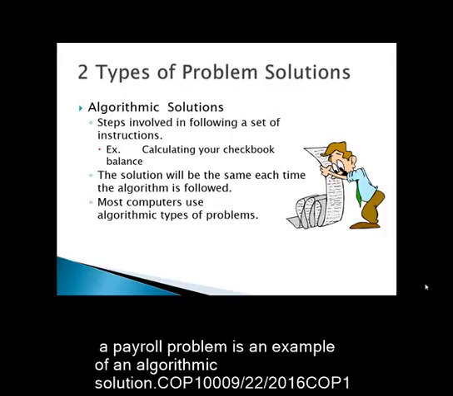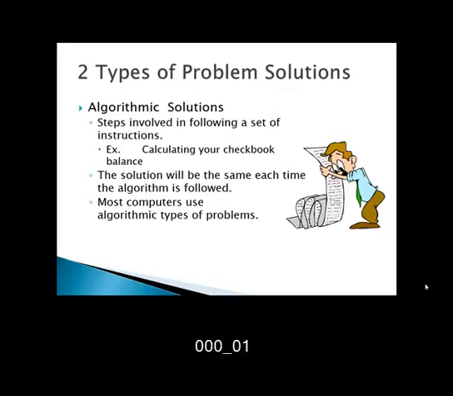And the solution must be the same every time, so that another user trying to access the checkbook balance will follow the same steps. It must be the same for everybody and will not change from one person to another. Most computers use algorithmic types of solutions, translating the problem into steps. So algorithmic basically means looking into steps.